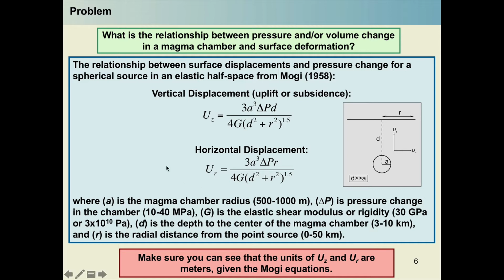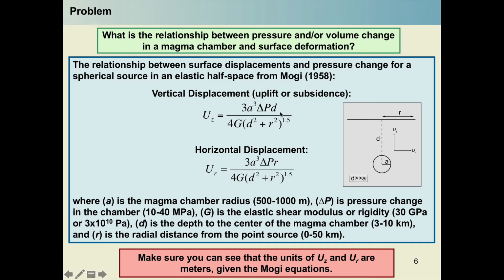So we're going to use two equations here. So the vertical displacement u sub z, that's the amount that the ground goes up above your magma chamber when it fills up and volume and pressure change. It's equal to 3 times the magma chamber radius cubed times delta P, which is the change in pressure inside of the magma chamber as it fills up with new magma.